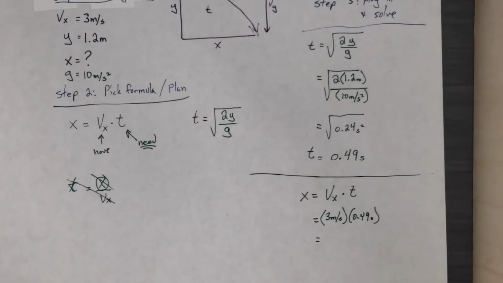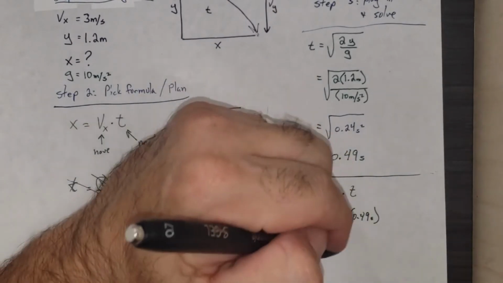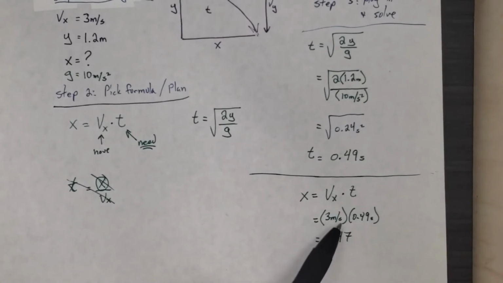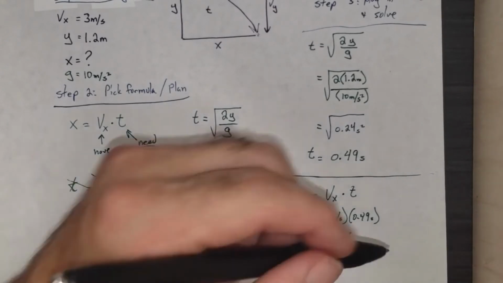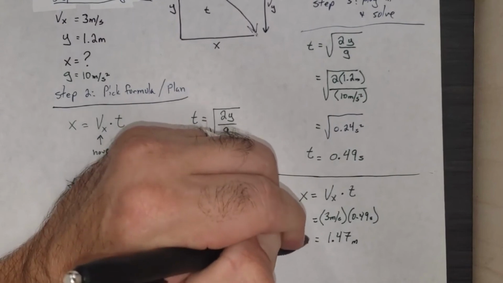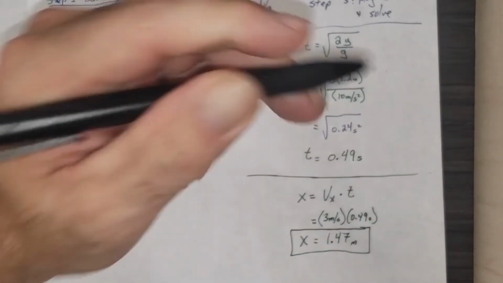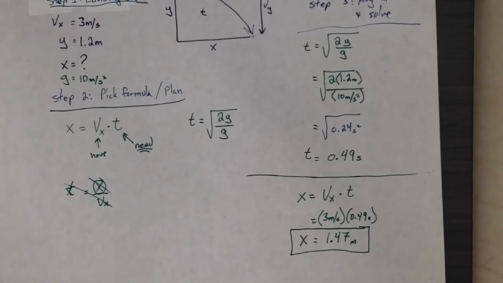Now we multiply this out, and we get 1.47, and meters over seconds times seconds over 1, we end up with meters, which is our value for x. When you get your final answer, put a box around it. If you have a highlighter, use a highlighter, but somehow identify that that is your final answer.